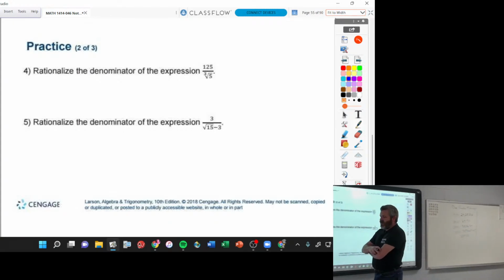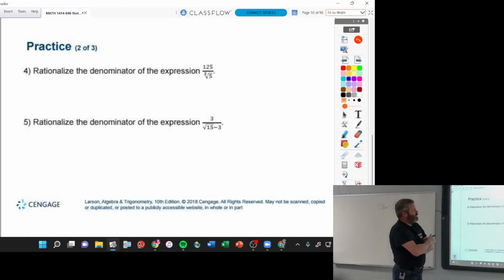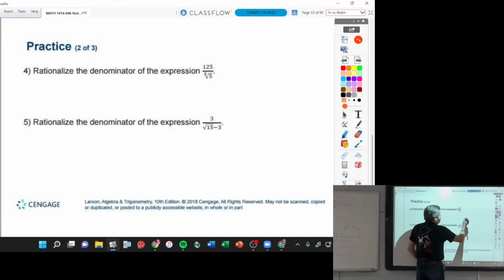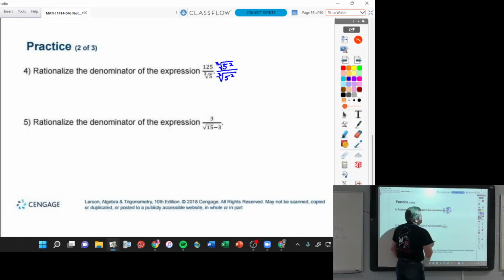Rationalize the denominator. I've got a cube root of 5 in the denominator. To get rid of a cube root of 5, I need to turn that 5 into a 5 cubed. Well, to turn that 5 into a 5 cubed, I'm going to multiply the bottom and the top by the cube root of 5 squared.